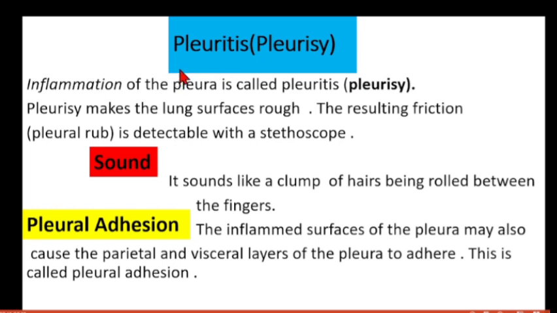Pleuritis. Itis means inflammation. Inflammation of the pleura is called pleuritis or pleurisy. Pleurisy makes the lung surfaces rough. The resulting friction, pleural rub, is detectable with a stethoscope.